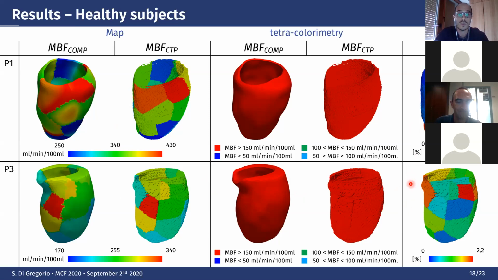From a clinical point of view, the tetracalorimetry visualization allows us to understand immediately that these are 2 healthy subjects. In fact, all the perfusion regions are physiologically perfused. So the MBF is always over the threshold of 150 milliliters per minute per 100 milliliters.